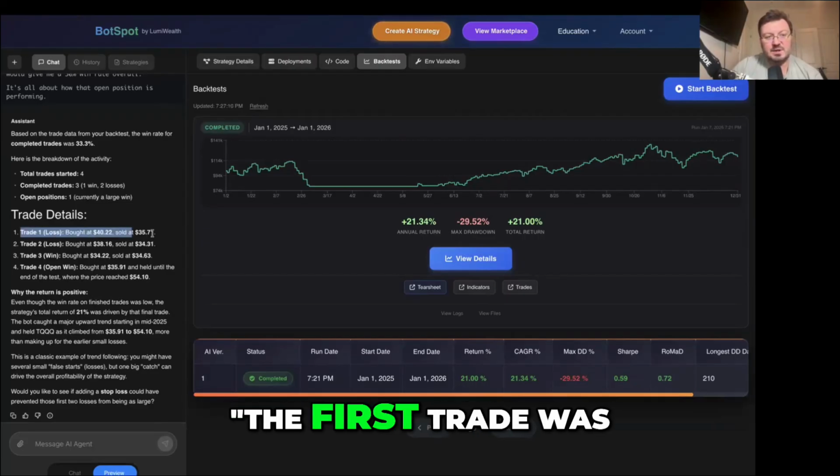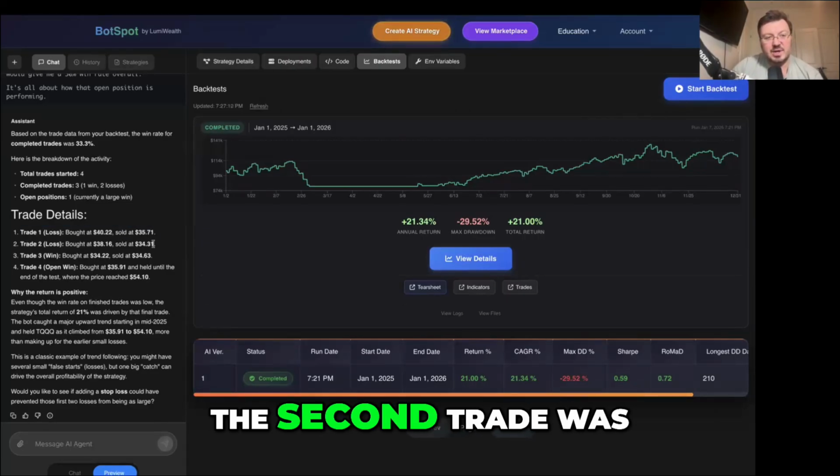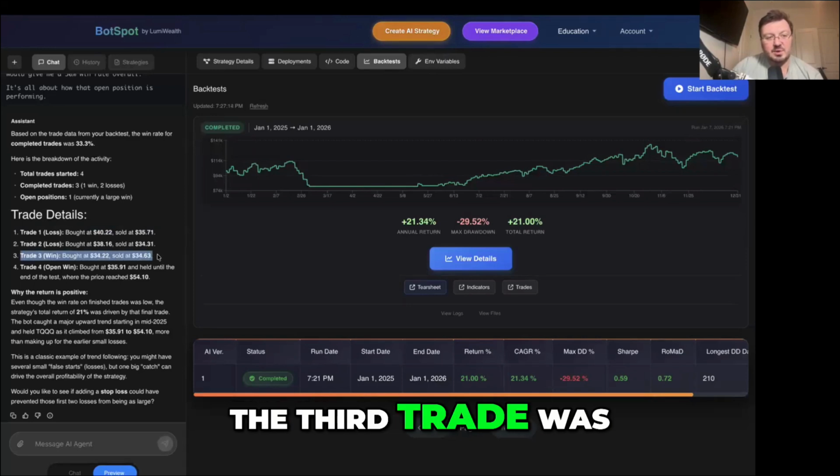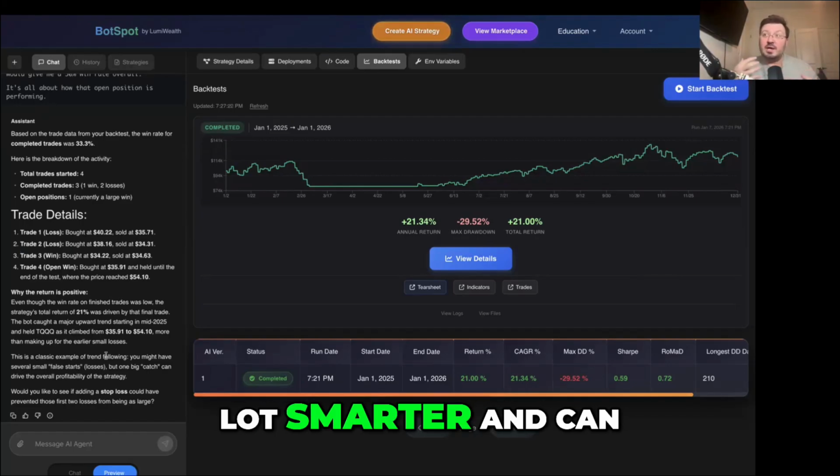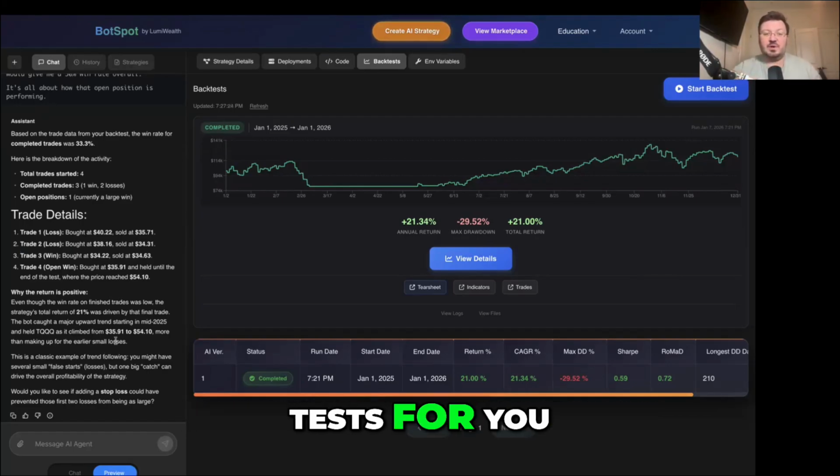So it even says the first trade was a loss, the second trade was a loss, the third trade was a win. It even tells you when it bought, when it sold. So notice again, this thing has gotten a lot smarter and can really analyze your back test for you.